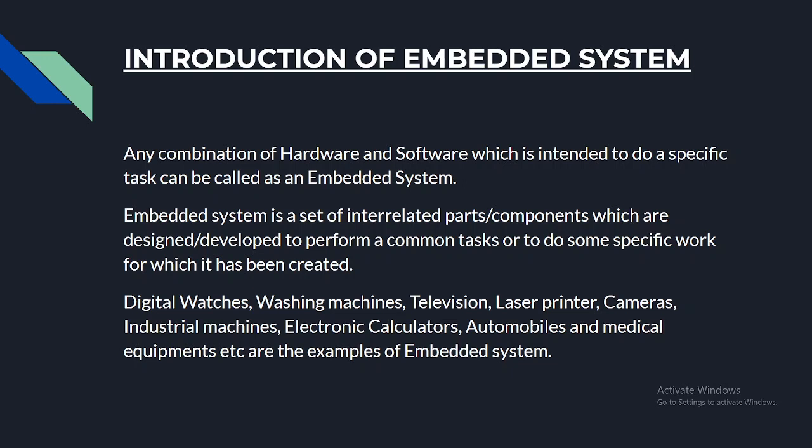Introduction of embedded system. Any combination of hardware and software which is intended to do a specific task can be called an embedded system. An embedded system comprises a processor, power supply, memory, and communication ports. Some examples of embedded systems are digital watches, washing machines, television, laser printers, cameras, industrial machines, electronic calculators, automobile and medical equipment, etc.